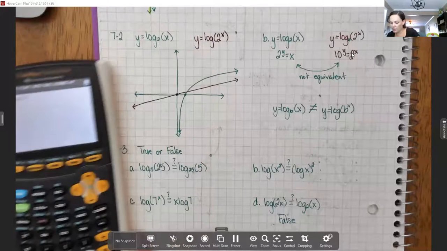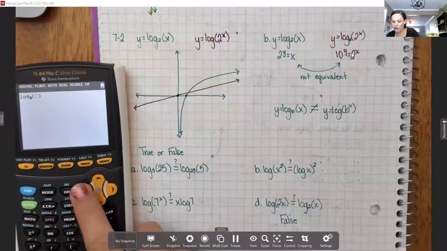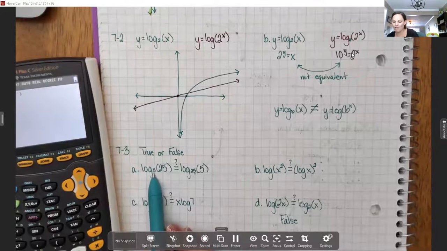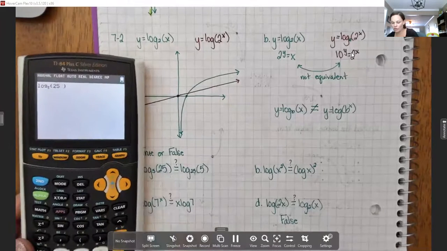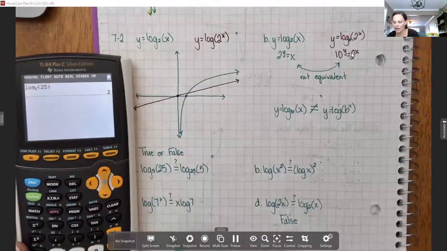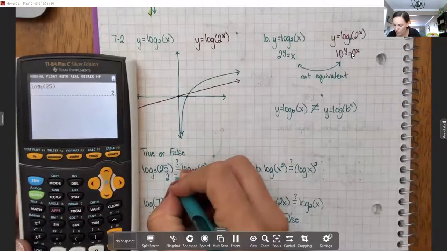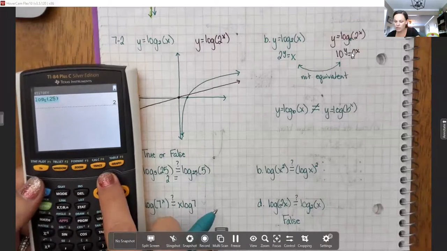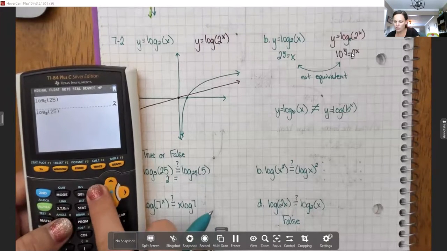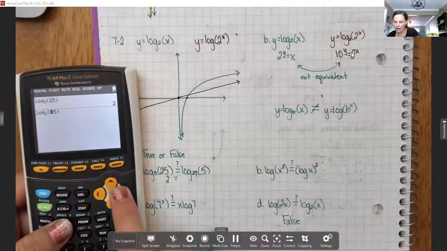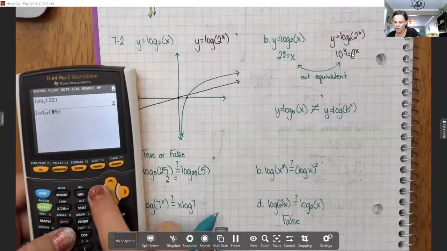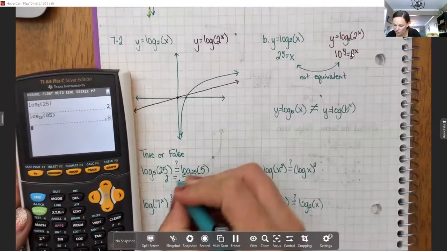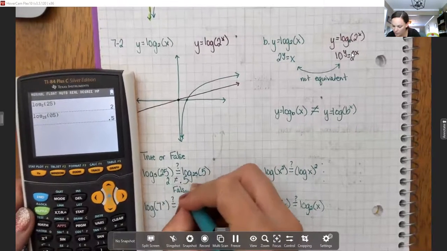On A, log base 5 of 25, we should know what that is. Remember, you're asking yourself, what power do I take 5 to get 25? So we should know that we're going to get 2 on this side. So we're saying, does 2 equal log base 25 of 5, which is 1/2? So these are not equal. That's false.